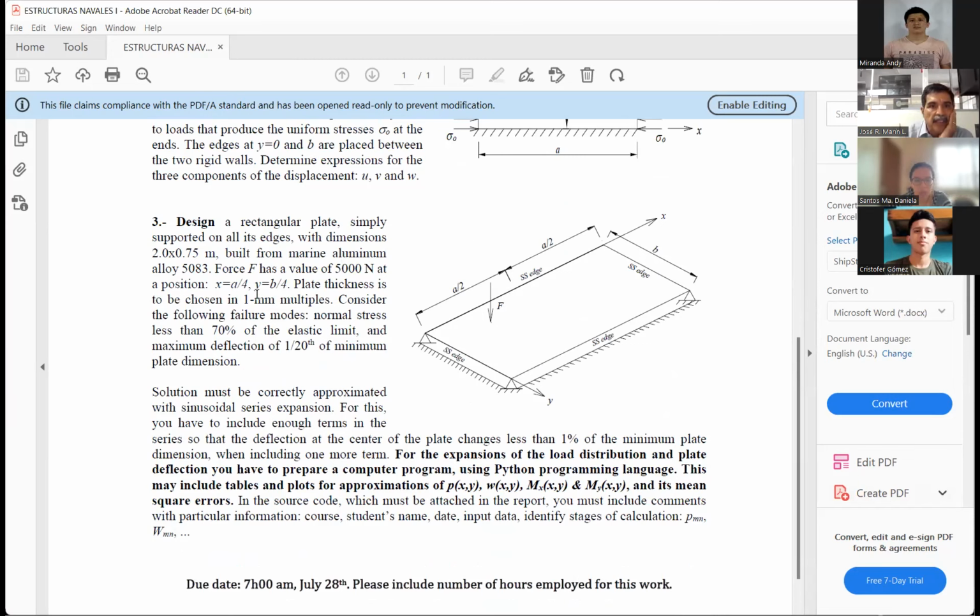The position of the application is here, and you have the 2 dimensions, okay? So I want you to do the expansion of this function, and then I want you to select the thickness of this plate, right? If you increase the thickness, of course, the stress will decrease. How much thickness you need to include, I don't know. That's something that you need to tell me, okay?